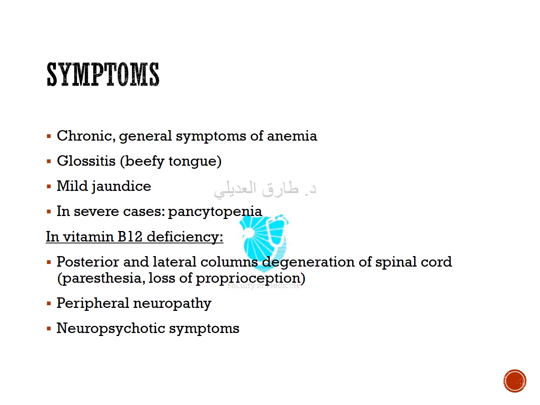Peripheral neuropathy، نفس الاشي في outside the spinal cord. Peripheral nerves بصير فيهم damage, بصير فيهم نفس symptoms, loss of sensation or motor. And آخر اشي, neuropsychotic symptoms can also develop في severe megaloblastic anemia.